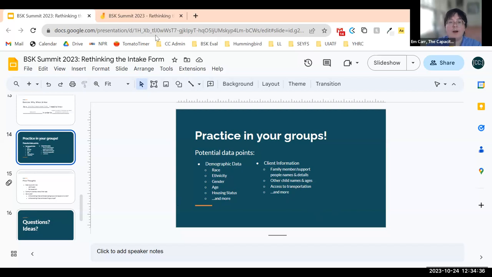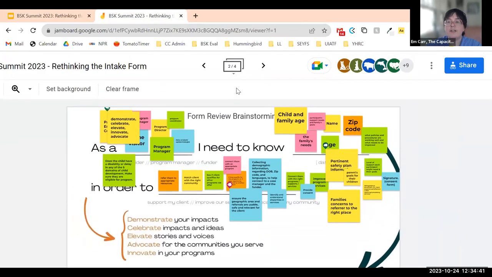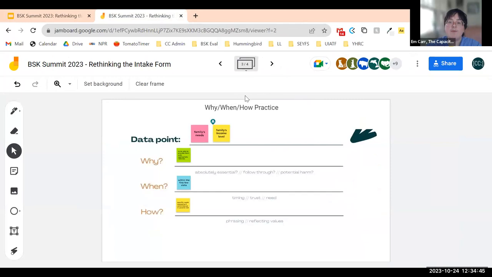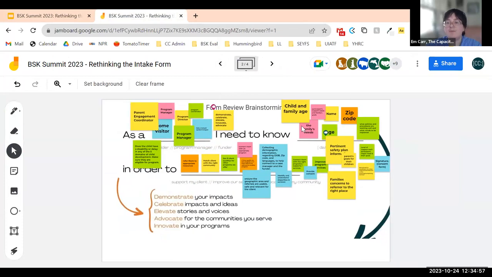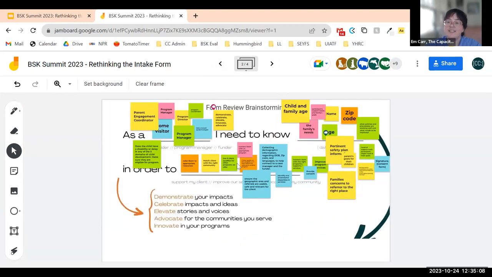So for our next exercise, I just wanted to briefly come back together. We're going to go back into the same breakout rooms, and I want to do some why, when, and how practice. As a group or on your own within the group brainstorming, choose one of the data points that you need to know, something in this area of the screen, and then think about why do you need to know it, which you already brainstormed in the last one. This last thing is the why.